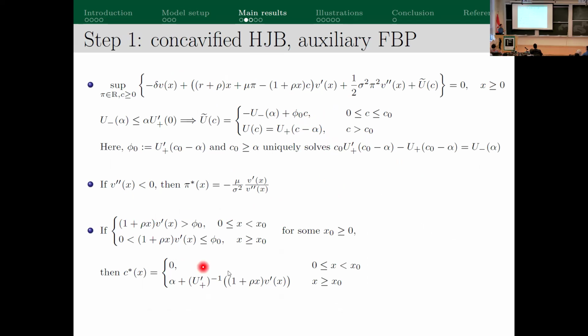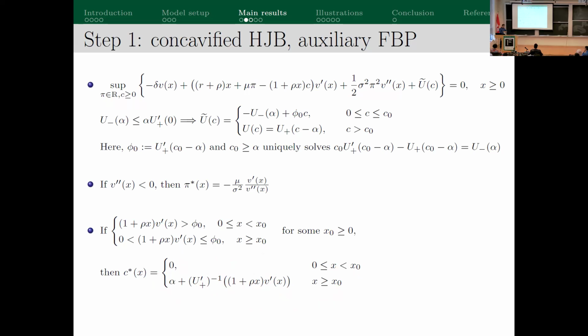Now, you make this ansatz that there is an unknown threshold x0. I'm going to solve a free boundary problem, and this would be the unknown. So if there's a threshold x0 such that the V prime satisfies these inequalities, then the optimal, the best value of C star is given by this form. Between 0 and x star, the threshold, your C star is going to be 0, and above the threshold it is going to be like this. The only unknowns here are V prime, essentially, and x0.